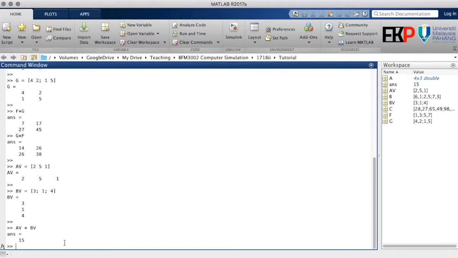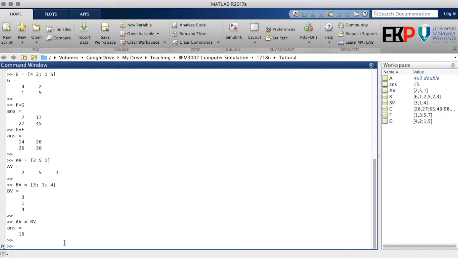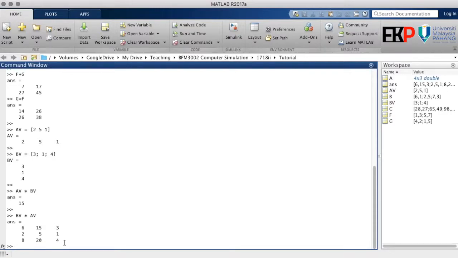So let's say we do it the other way around. Now BV times AV. In this case, we will get a 3 by 3 matrix because this is a 3 by 1 and this is a 1 by 3. So we will get a 3 by 3 matrix. Whereas for this part here, this is a 1 by 3 multiplied with 3 by 1, we will get a 1 by 1 matrix, a 1 by 1 array, which is indeed a scalar.